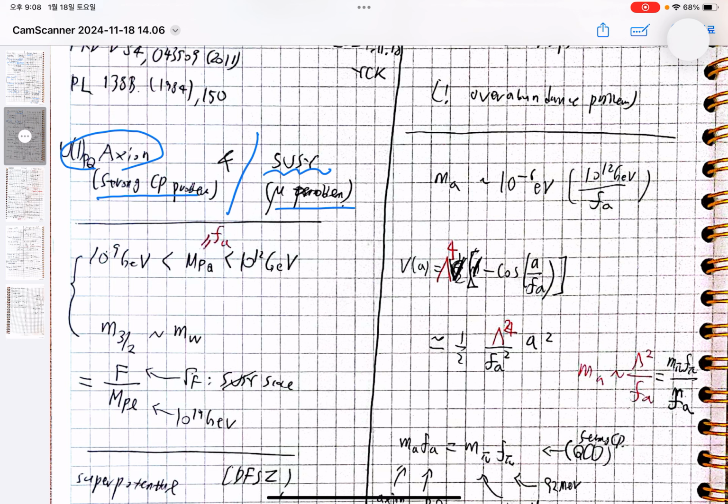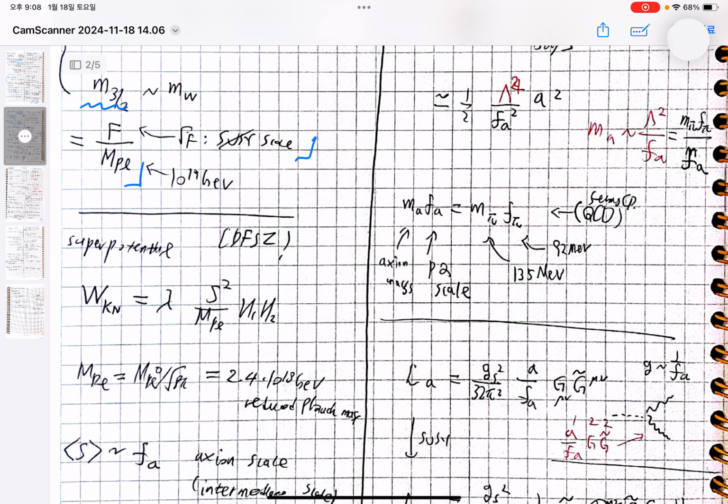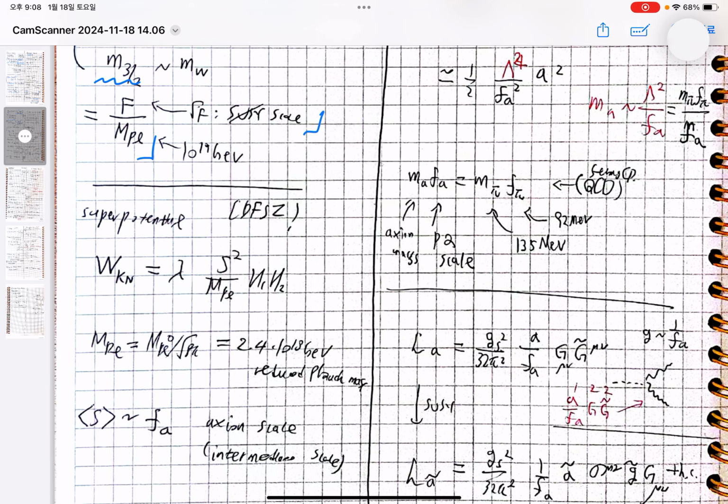We can combine the two, because for the axion there will be the axion decay constant, and for supersymmetry there will be the supersymmetry breaking scale. The axion decay constant is roughly 10^9 GeV to 10^12 GeV. And the gravitational mass is given by a form like f over M_Planck, about the root of the supersymmetry breaking scale.